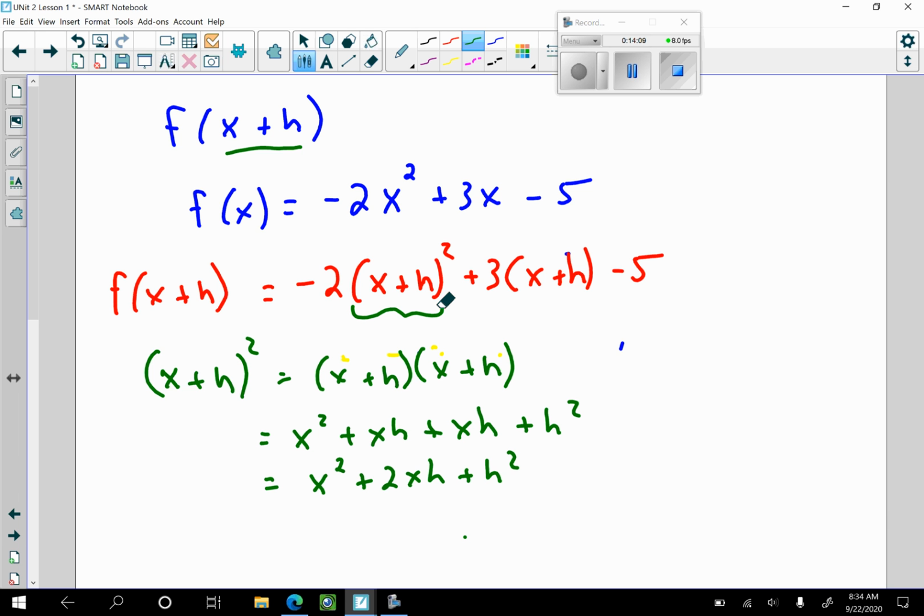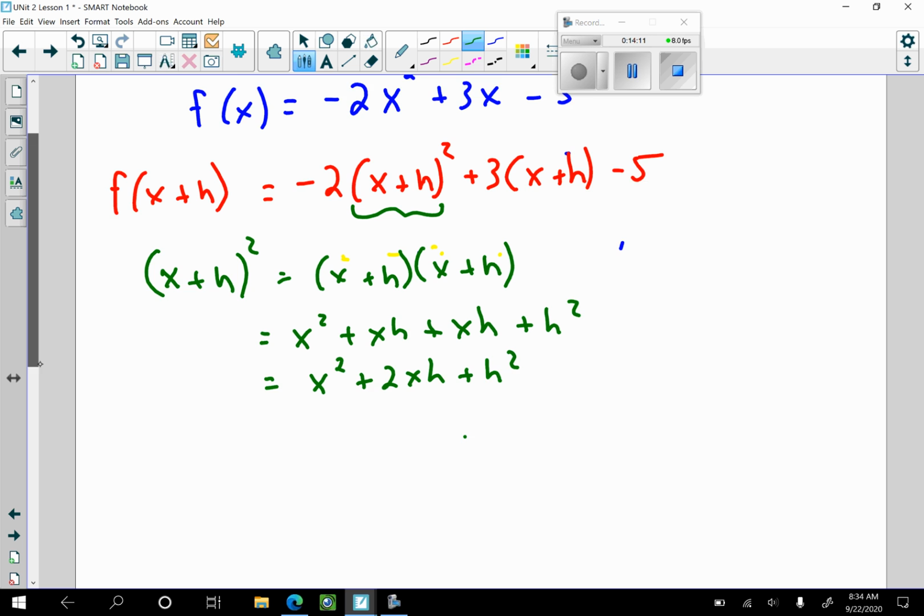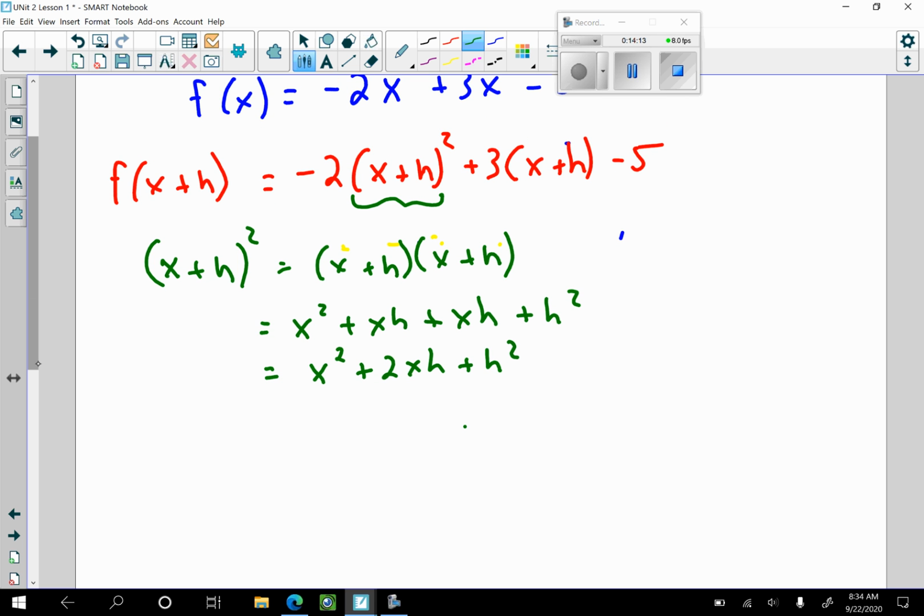So I'm going to have to put that in there. And keep in mind, we're going to do this a lot next year. Well, not a lot, but we just went over that and students struggled with it because it's so heavy analytical. So f of x plus h is going to be negative 2 times this whole kit and caboodle.